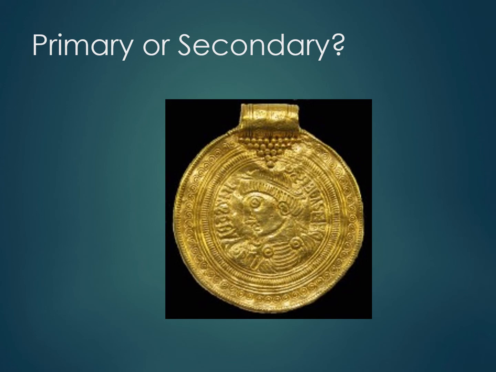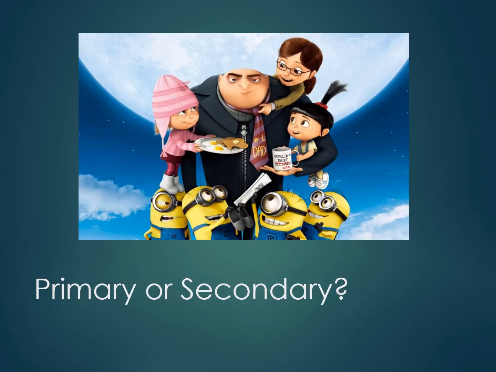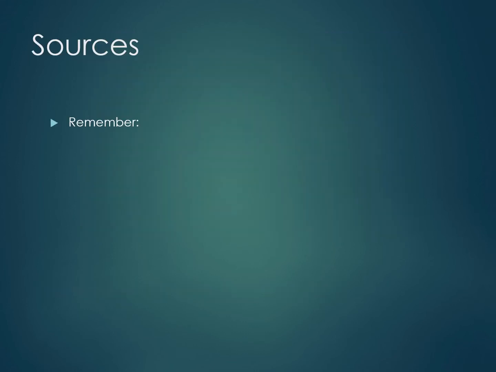Again, primary or secondary source? This would likely be a primary source if you're studying ancient currency, ancient money. All right, the movie Despicable Me or Minions, whichever one this is, is it a primary or secondary source? Again, I think this depends on what it is that you're researching. If you're researching what DreamWorks movies looked like at this time period, this would be a primary source because it's an example that was made during that time. So let's start summing up here.